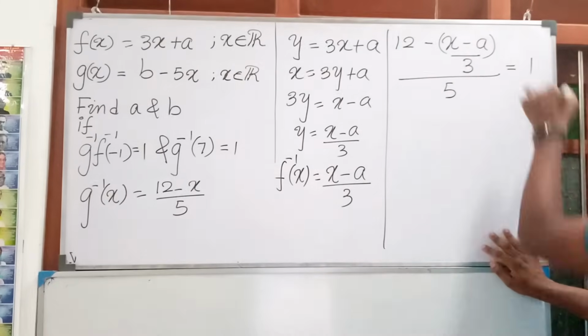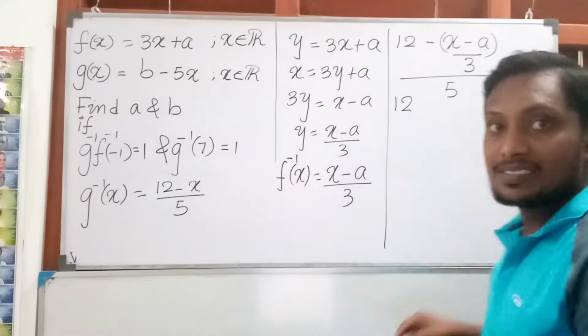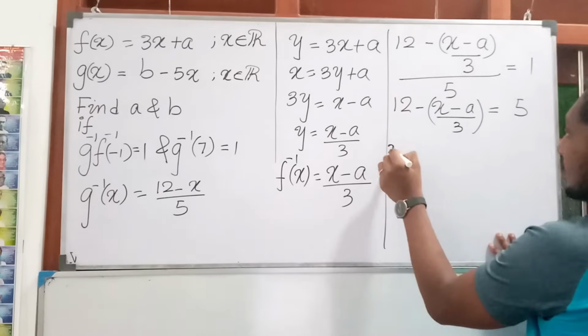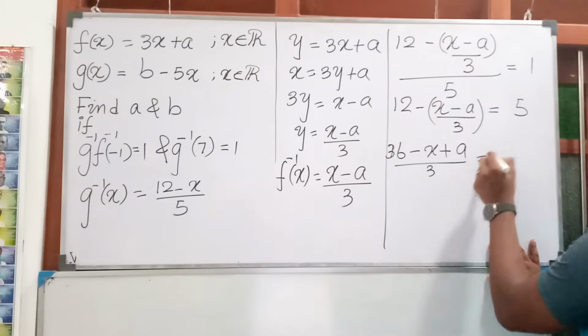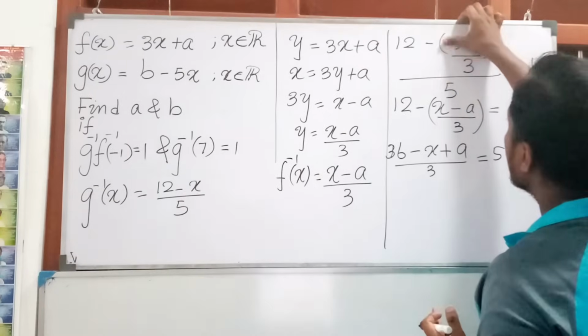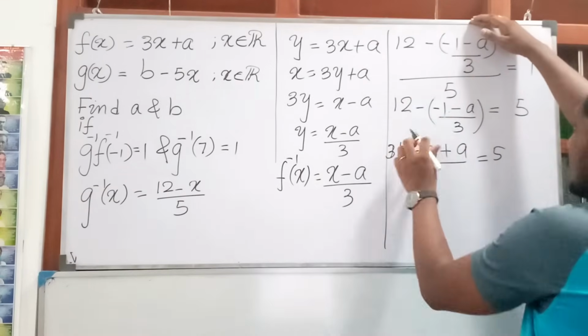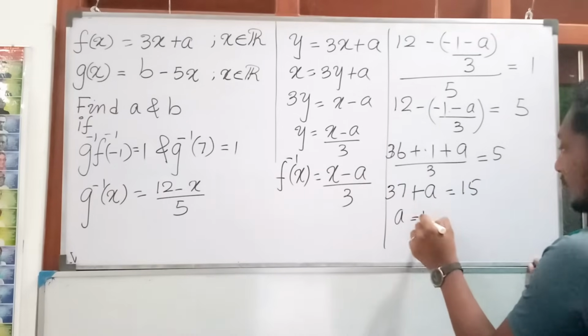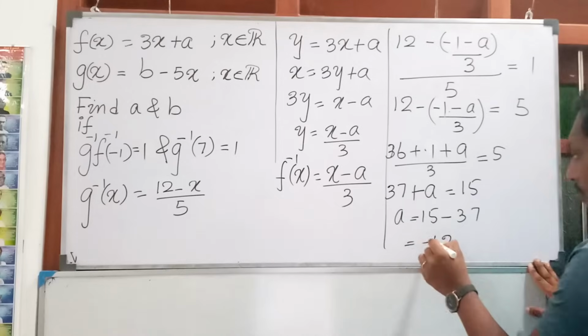So the equation is a little tricky. Remember to take the proper denominator. So you can easily cross multiply by 5, take the 5 up to the other side, and take 3 as the common denominator. Then 12 becomes 36, and then simplify it so that you will get the value of a is minus 22.